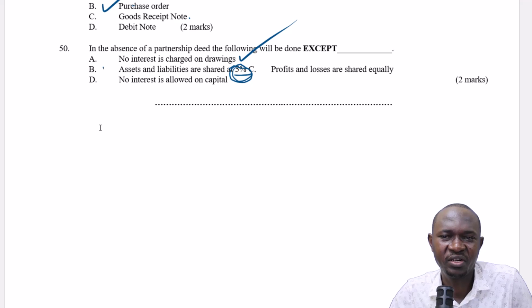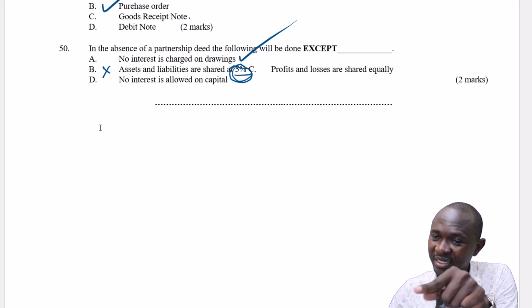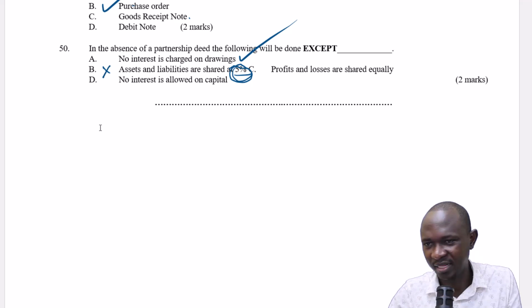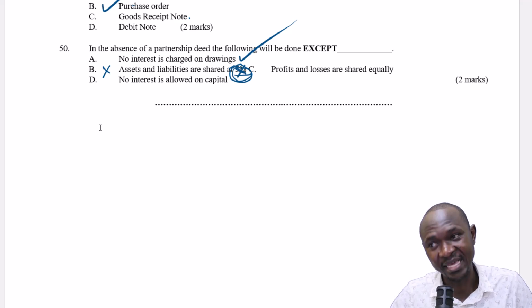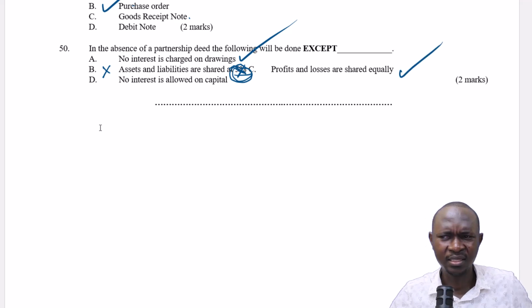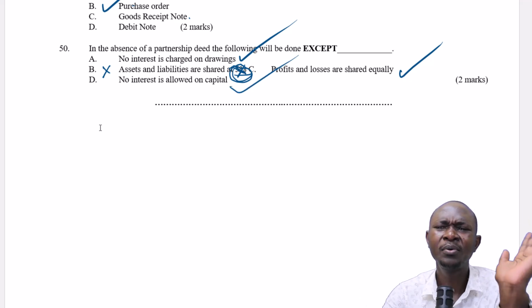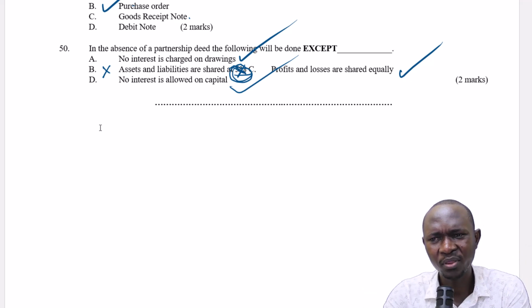This is definitely wrong. In the absence of a partnership deed, the following will be done. Unless there's a partnership deed that will now dictate that you share assets and liabilities at the rate of 5%, this is not there. So let's continue. Profits and losses are shared equally. Yes, if we don't have a partnership deed, this is the fallback position. They are shared equally. No interest is allowed on capital. Yes. So if we don't have a partnership deed, everything is done like we assume everything will be done equally.